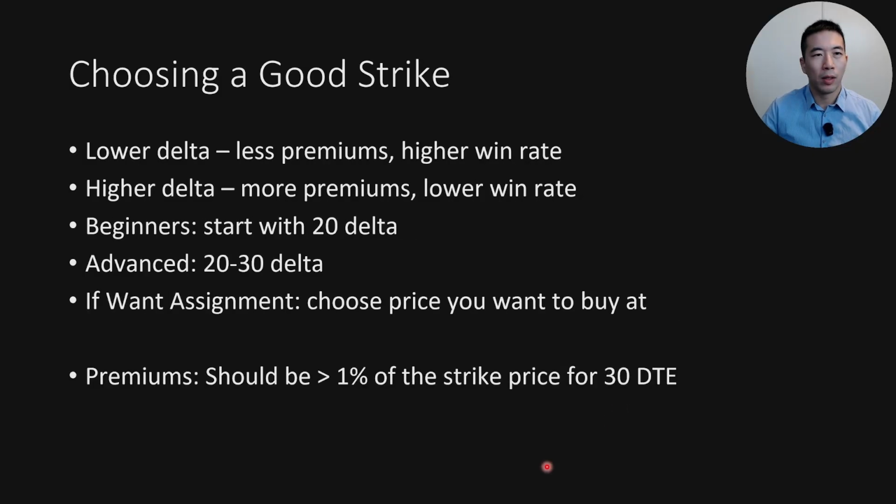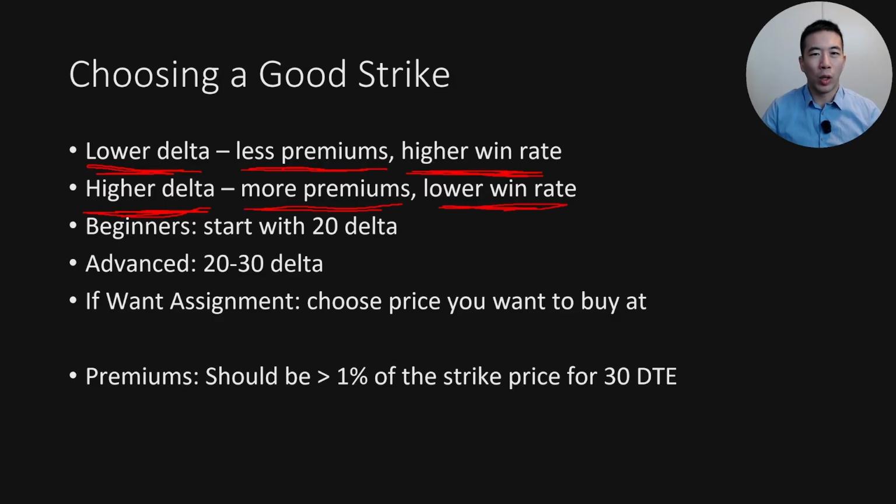The next thing I want to talk about is how do we choose a good strike? What is a good strike? So we're going to be using deltas to choose a good strike. In general, anything that has low delta has a high win rate. And when you have a very high win rate, obviously the money you make should be lower. Now, on the flip side, if we choose something with very high delta, you'll make a lot of money, lots of premiums, but you'll have a lower win rate.